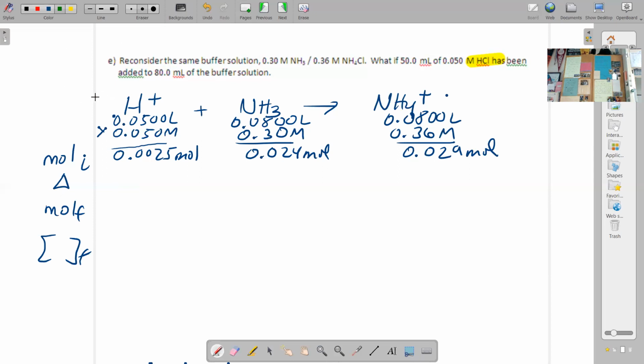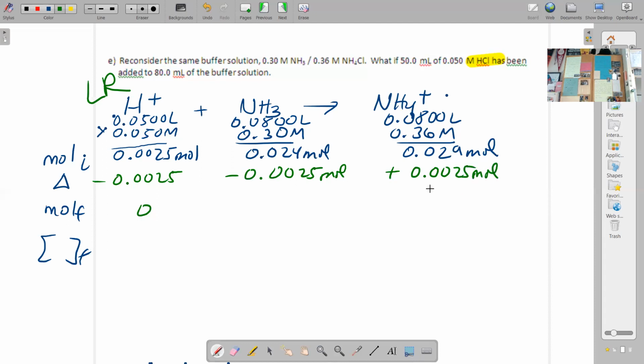Hey guys, what do you think the LR is? LR is H plus, so that guy's going to go down by the full amount, down to 0. You're not going to have any of that left. NH3 is going to go down by 0.0025, sorry. And what's going to happen to NH4 plus? It's going to gain. Do you want to know the most common error that students make? They subtract the 0.0025, subtract the 0.0025, and then subtract the 0.0025. But you have to add it, right? You're going to add it on the product side. So be mindful of that.